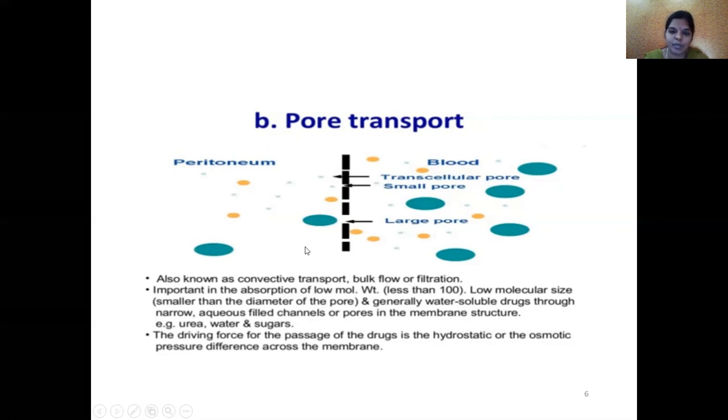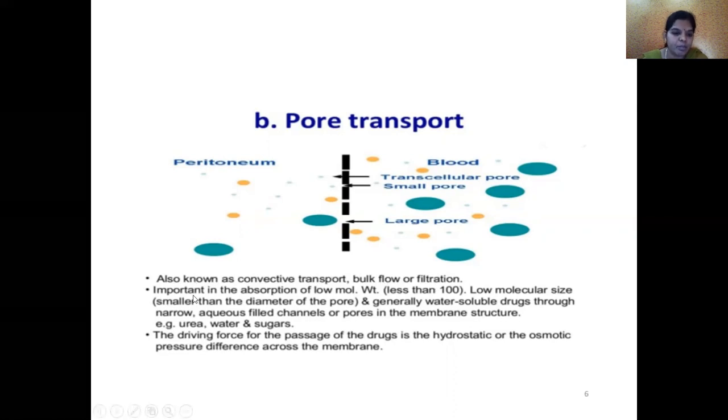Here, your particles will be bulk. Bulk means more than one; it contains a number of particles. Your dispersion medium or aqueous medium has more than one particle, so a bulk of the solution will be formed. So this pore transport is also known as convective transport, bulk flow, or filtration.